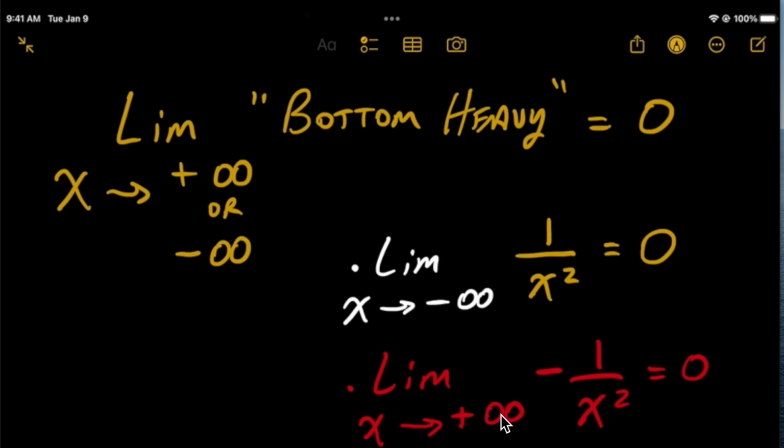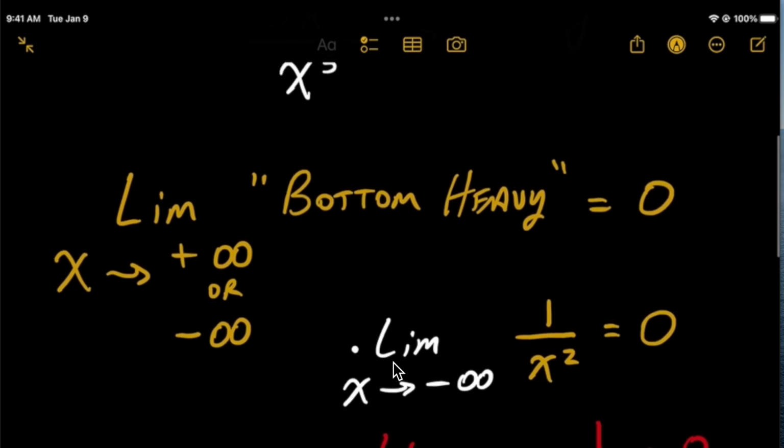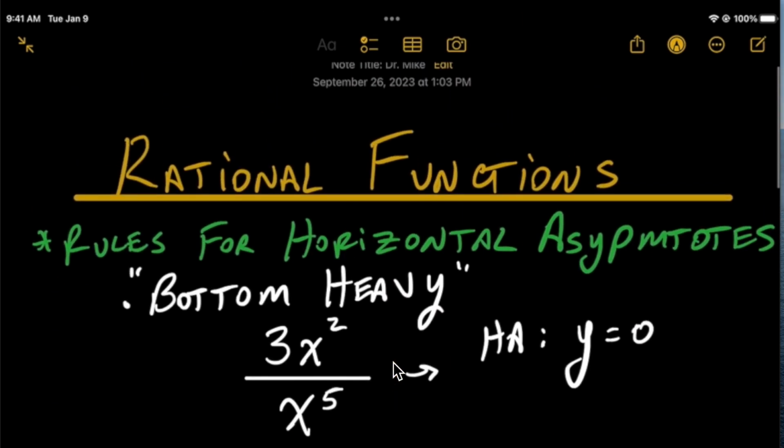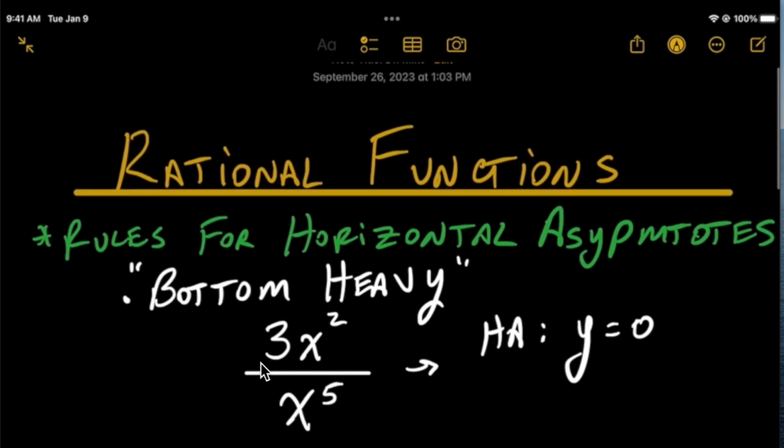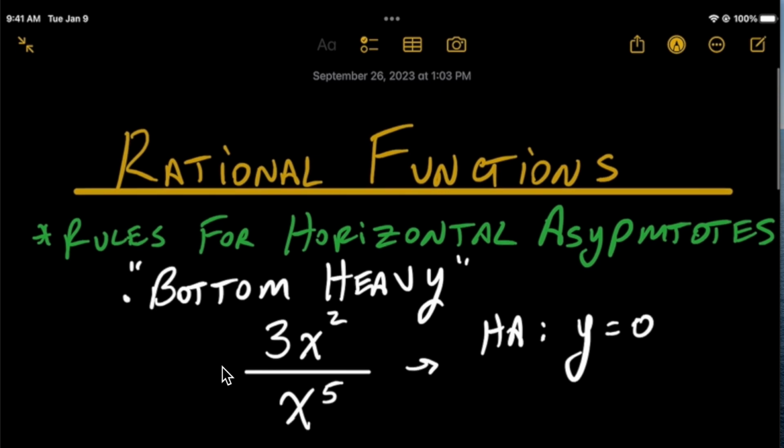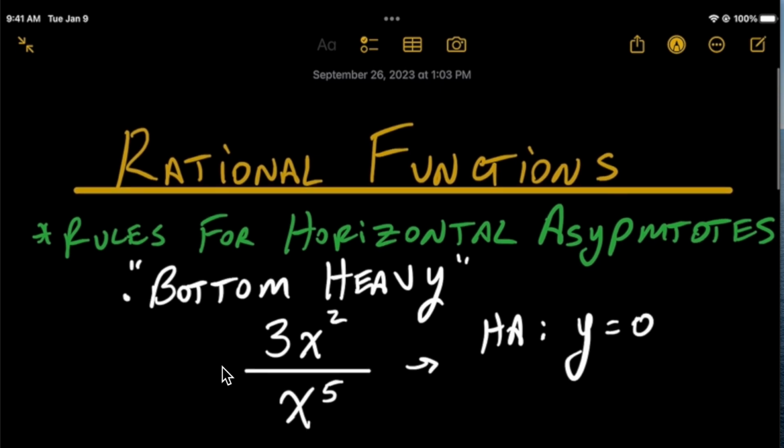Folks, you can mix and match negatives of the function, and going to negative or positive infinity, you're going to get the same result. Whenever you have a bottom-heavy function and x is going to either negative or positive infinity, the limit is 0. Let's talk about why that is so, and let's go back to rational functions where we studied horizontal asymptotes in pre-calculus.